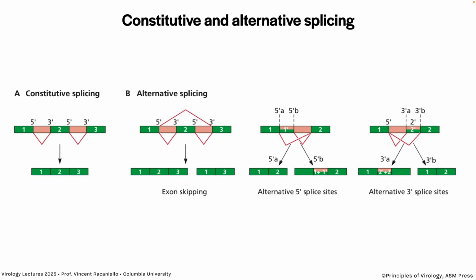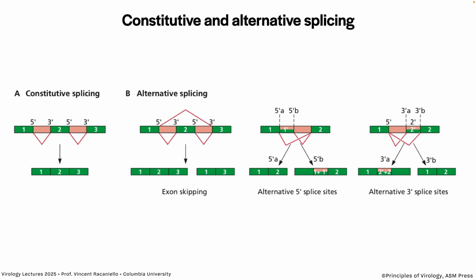Now, why do we splice? What's the function? You can get a lot of extra mRNAs made with splicing. Here are some examples. You can do constitutive splicing. Here we have a messenger RNA with 2 introns. You can just splice both of them out, and now you have an mRNA with exons 1, 2, 3. Or you could skip one of these exons, so you could make 1, 2, 3 and 1, 3. So that's a different protein.